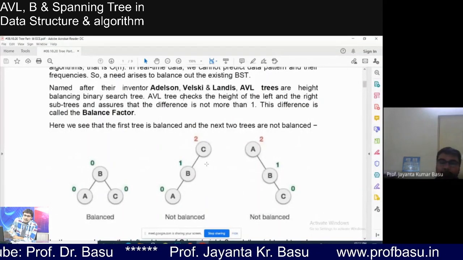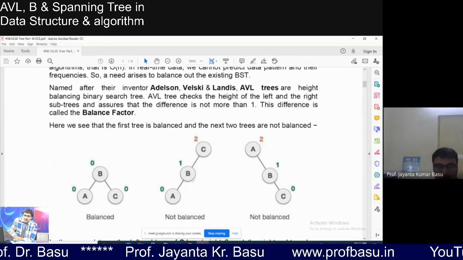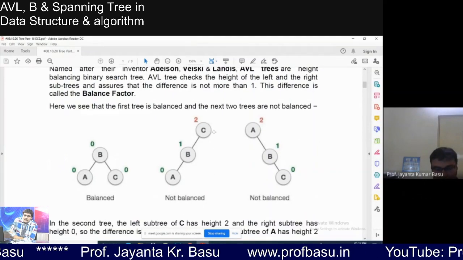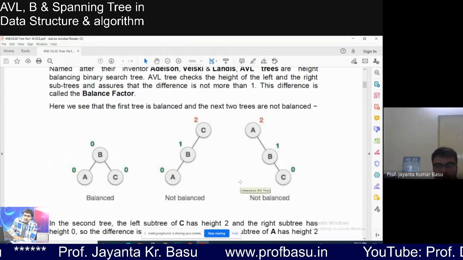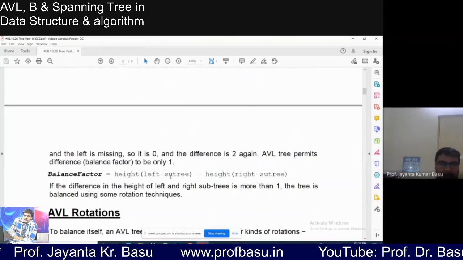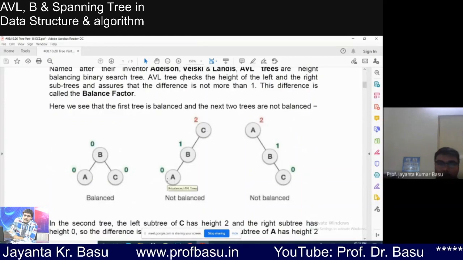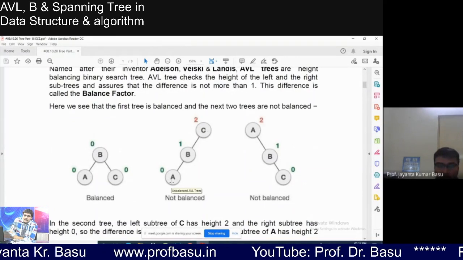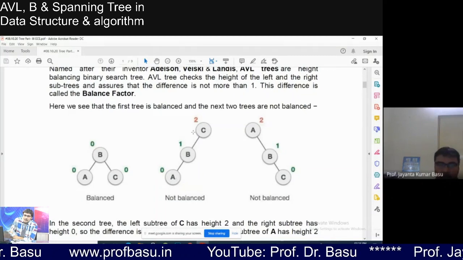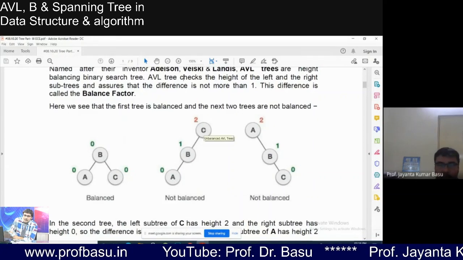The balance factor is the difference between the left subtree and the right subtree, that is, the difference between the left side level and the right side level. Height and level are the same. Like say this has height 1, this C has height 2, B has height 1, right? So C has 2 levels, so height is 2, but 0 in the right direction, so 2 minus 0 is 2. Got it?